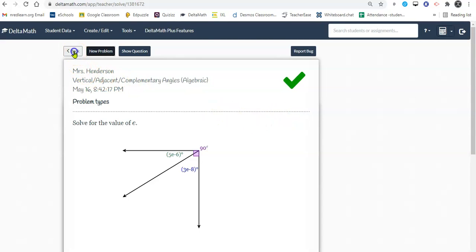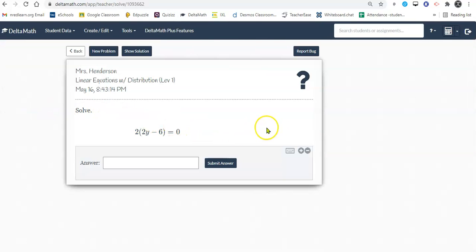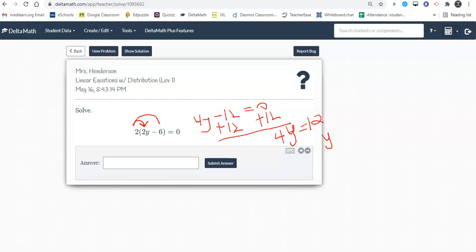All right, hopefully this is all coming back to you. The third topic is simply solving equations using the same rules we were just using in our last examples. Sometimes you'll need to distribute to clear your parentheses, like we need to do in this question here. 2 times 2y is 4y. 2 times minus 6 is minus 12. And now all I do is add 12 to both sides. 4y is equal to 12. And y is equal to 3 when I divide both sides by 4.